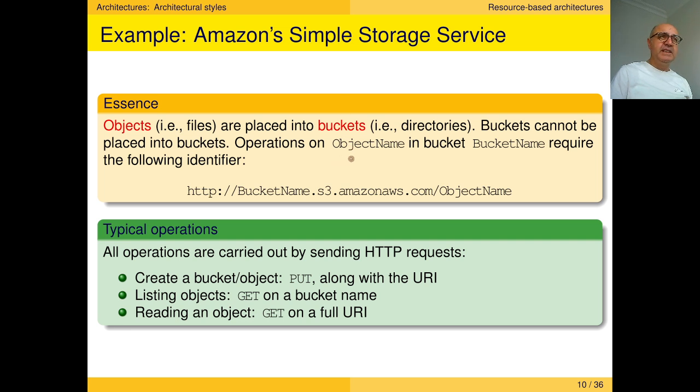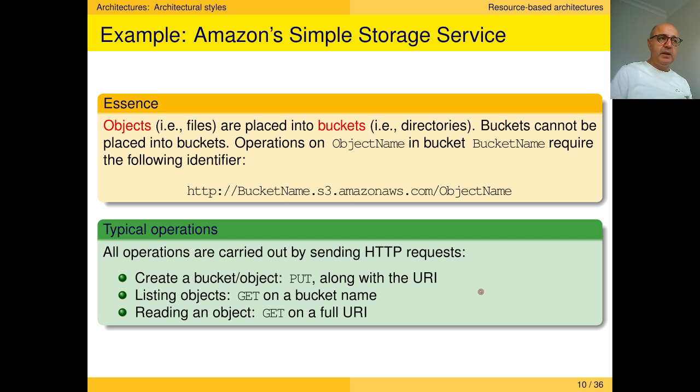And considering that we want to deal with an object named object name in some specific bucket, let's call it the bucket name, then the way you access it is very well defined. You access it through HTTP queries. So you prepare an HTTP URI, in fact, and that would be the bucket name, like a directory, in s3.amazonaws.com, and after slash you specify the object name, which is typically the file. So all these are done through HTTP requests.